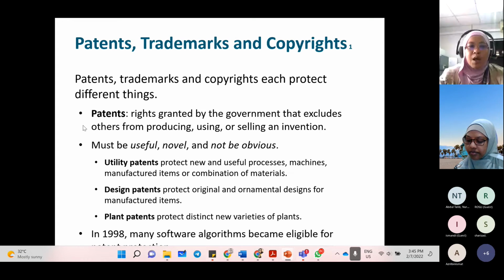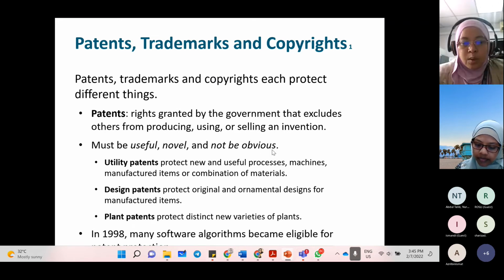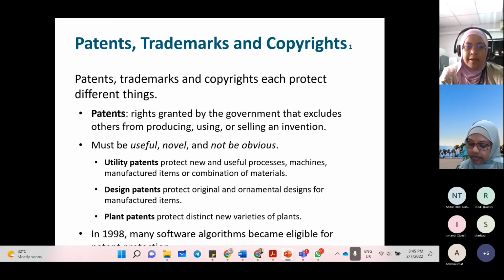In terms of patent, it is a right granted by the government that excludes others from producing, using, or selling an invention. Normally we have to pay quite a high price, because we are discussing something useful, novel, and not obvious. These are the characteristics of a patent. A utility patent protects a new and useful process, machine, manufactured item, or combination of materials.